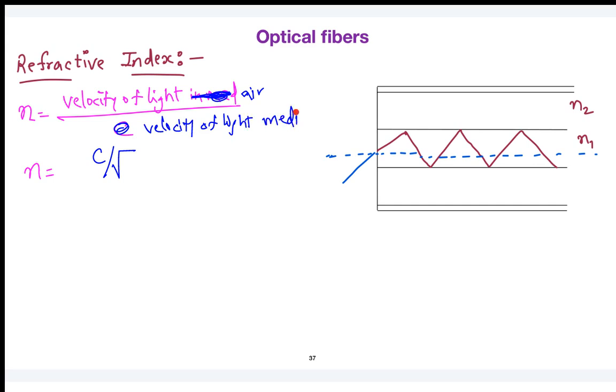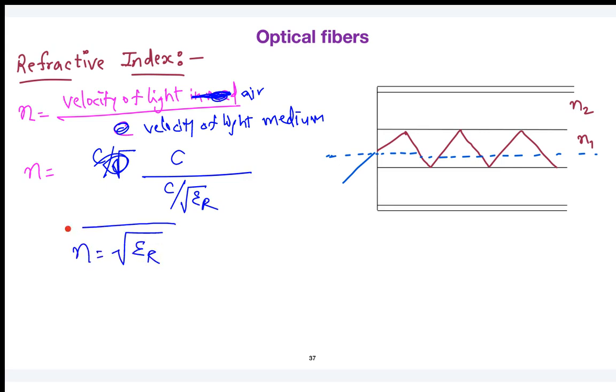I had written it wrongly. Okay. So the velocity of light in air is nothing but free space C, and the velocity of light in the glass is C by root epsilon r. So the refractive index is nothing but the square root of the dielectric constant. It is defined as the ratio of the velocity of light divided by the velocity of the wave in that medium. So if it is a dielectric, you can take it as C over root epsilon r. So when I say higher permittivity, it means a higher refractive index.